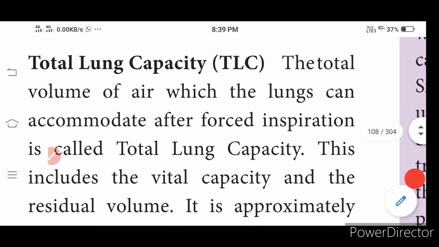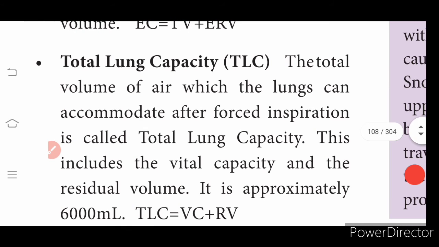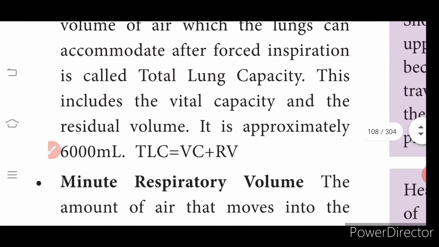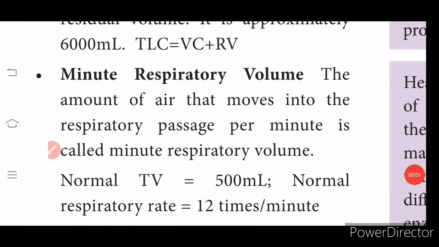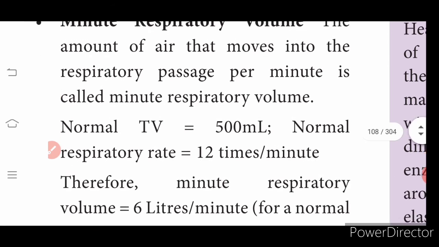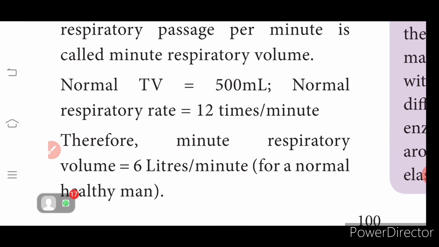Okay, then total lung capacity, this is important. The total volume of air which the lung can accommodate after forceful inspiration is called as total lung capacity. This is given by the formula VC plus RV. Minute respiratory volume, the amount of air that moves into the respiratory passage per minute is called as minute respiratory volume. That can be of 500 ml. Normal respiratory rate can be 12 times per minute.